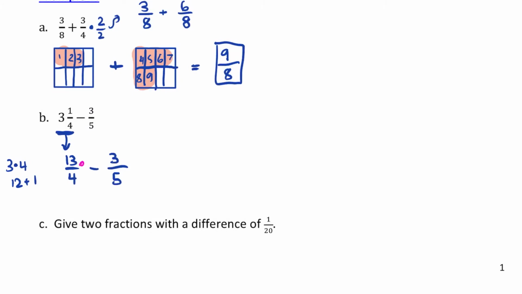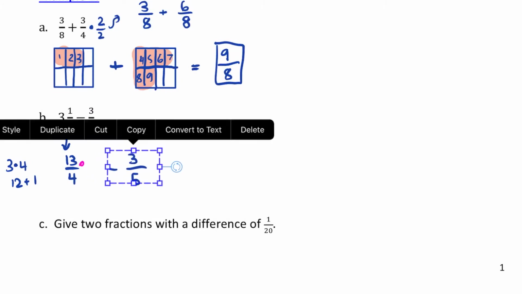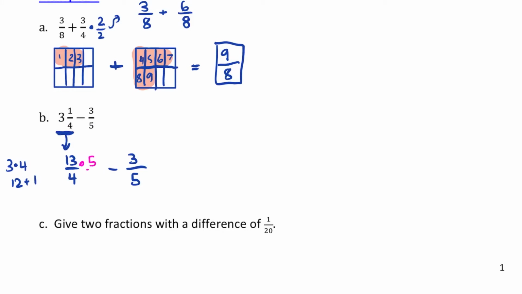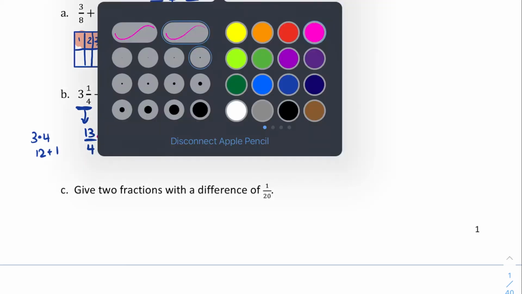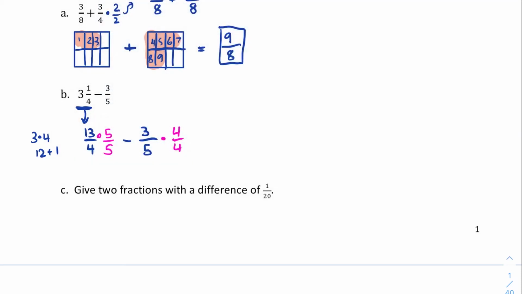If you kind of list out multiples of 4 and 5, or think about them, 4, 8, 12, 16, 20, 5, 10, 15, 20. 20 is the smallest common multiple. So I'm going to multiply by what it takes to get my denominators to be 20 for each one. So that'd be 5/5 and 4/4. Now remember, by doing that, I'm not changing the value of my fractions.